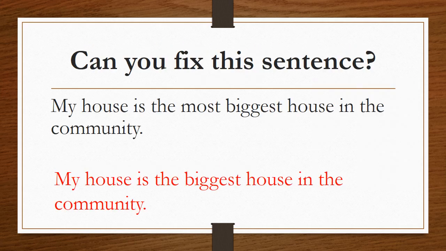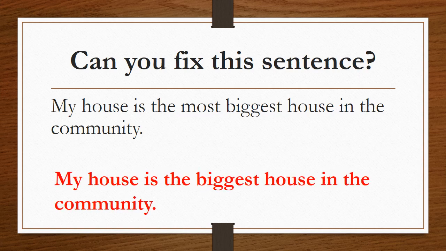Can you fix this sentence? My house is the most biggest house in the community. Okay, let's take a look. The most biggest house? Something seems wrong there. It should be, my house is the biggest house in the community. Saying the most biggest is incorrect.